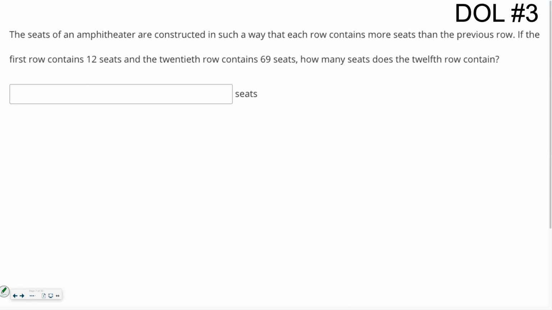If the first row contains 12 seats and the 20th row contains 69 seats, how many seats does the 12th row contain? So this is going to be a two-step process. You're going to need the formula and you're going to have to solve. Just make note of what the variable is you're missing. DOL number 3.